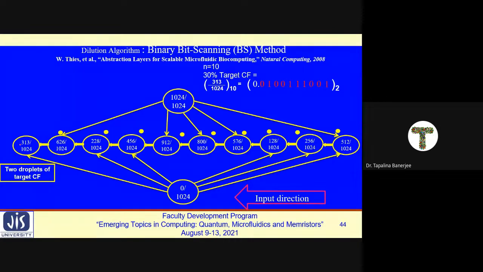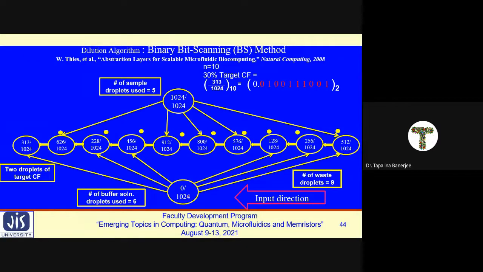Now 2 droplets of target CF are there, right? Along with that, if we calculate these values, the number of buffer solution droplets used is 6. You can notice 1, 2, 3, 4, 5, 6. This is 6 buffer droplets used. Whereas the number of sample droplets used is 5: 1, 2, 3, 4, 5. And waste occurred at each stage, except the last one where 2 droplets are produced.